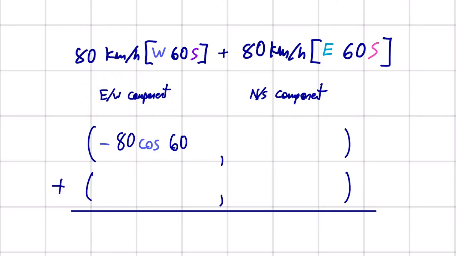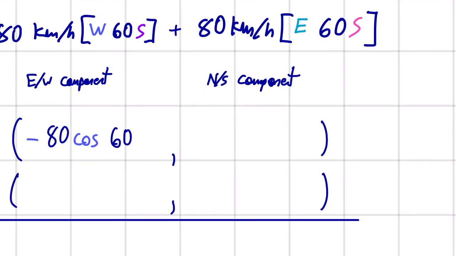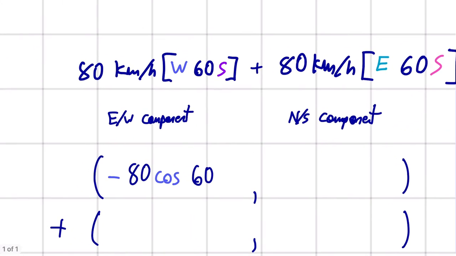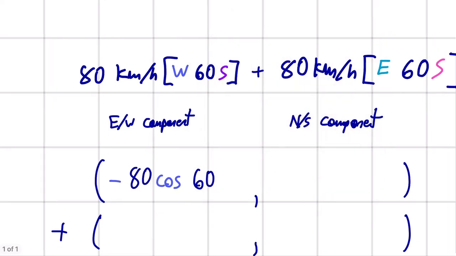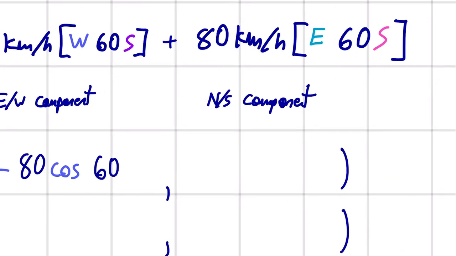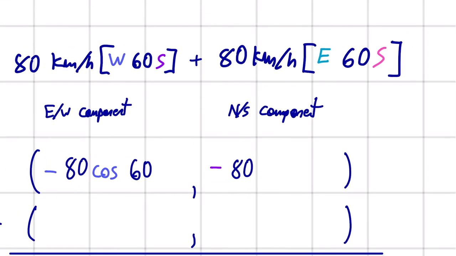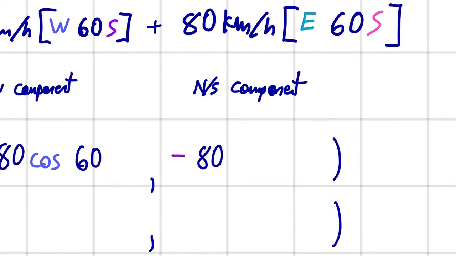And then when we're doing our north or south, we're going to be doing this in purple to show the south. So again, because it's south, we're going to do a negative and the magnitude of the vector multiplied by the sine of the angle.